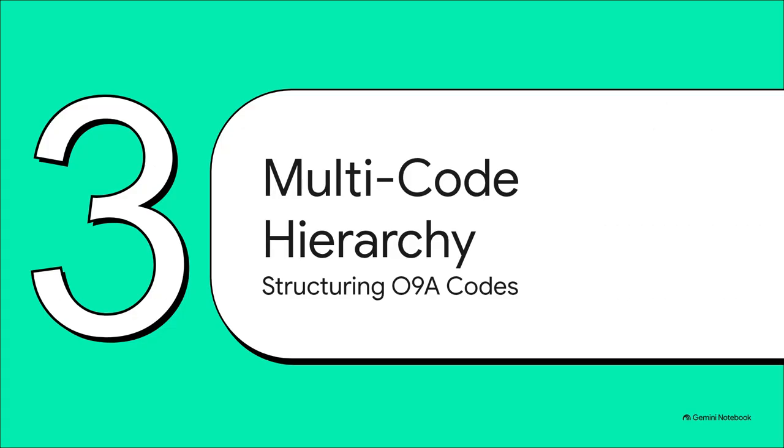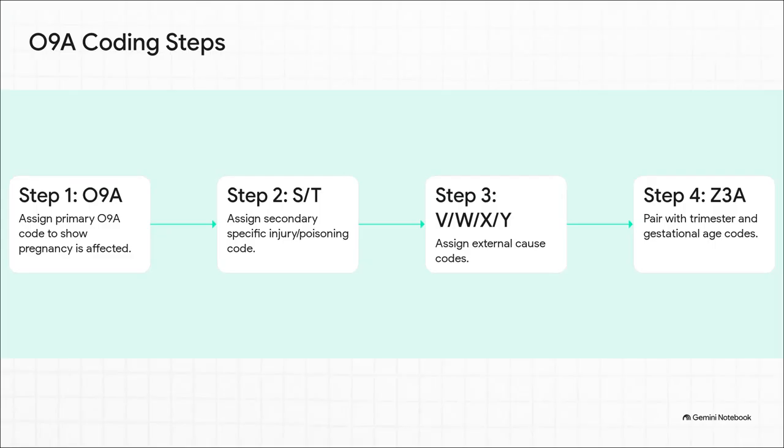Which brings us to Section 3, the O9A multi-code hierarchy. This is probably the most complex structural challenge in the chapter, but we've got this. Let's see how this builds. Because to accurately report an O9A encounter, a single code is never, ever going to cut it. We can chunk this multi-code hierarchy into 4 digestible steps to save you from cognitive overload.